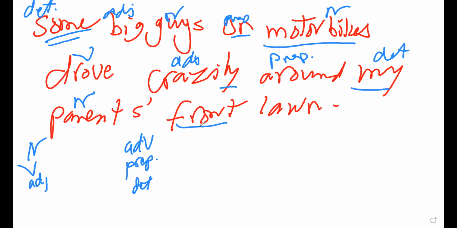Front, adjective. Lawn, noun. By the way, what does lawn mean? What does this word mean? Yes, a grassy area in front of your house. Okay, is it clear now what I mean by words or word classes?